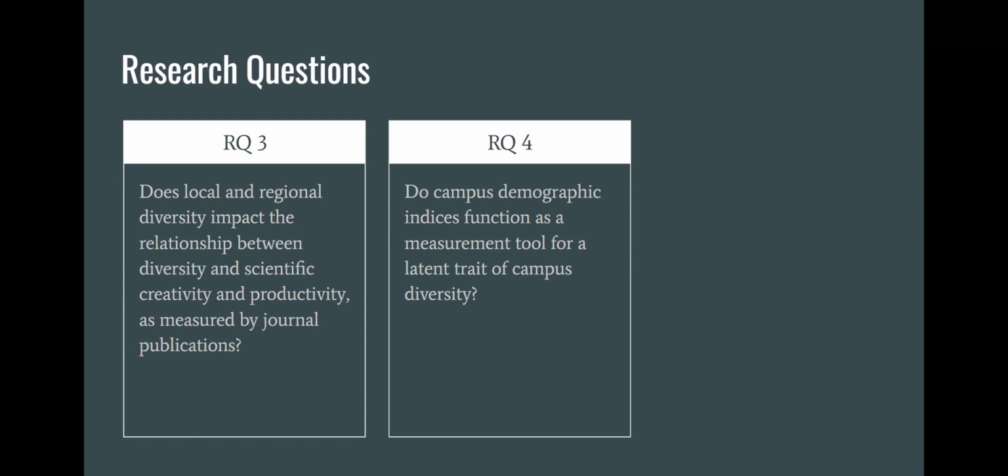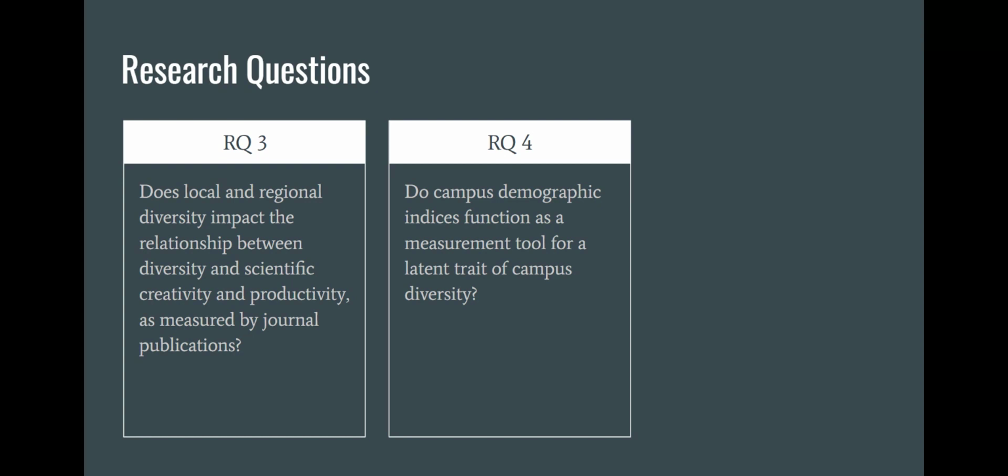Research question 4, thus paper 4: do campus demographic indices function as a measurement tool for a latent trait or latent construct of campus diversity? This takes that theoretical framework and the idea that post-millennial identity formation is much more fluid and not directly observable or measurable by things like race and ethnicity categories, and really asks, okay, even though we don't know all of that diversity that is factoring in here, can we approximate it? Can we use all of these variables from papers 1 through 3 to construct a measurement model?